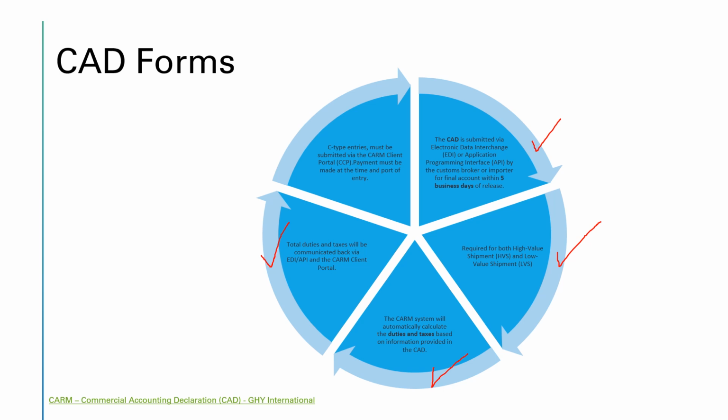And then for C-type entries, these are cash entries. These cash entries must be submitted through the CARM, but then the payment is done at the port of entry, a little bit different from other types of entries.